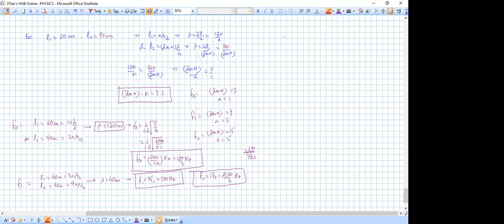So in the fundamental mode, it will look like this: n is equal to 1 means this side will be like this, and on that side, 2m plus 1 is 3. So there'll be 1.5 loops. This is how the fundamental mode will look.